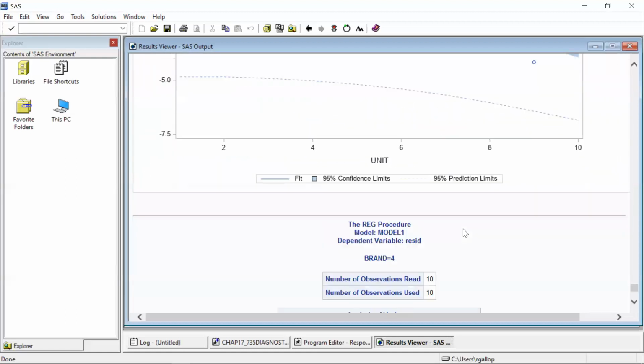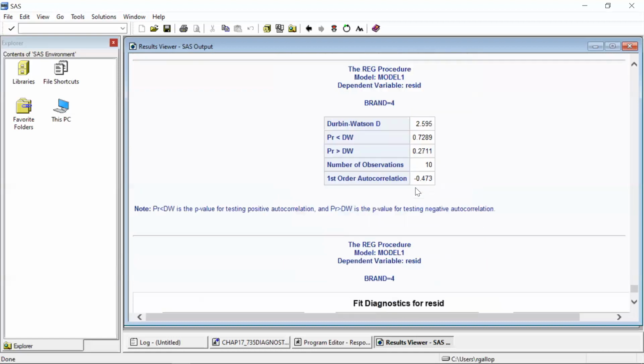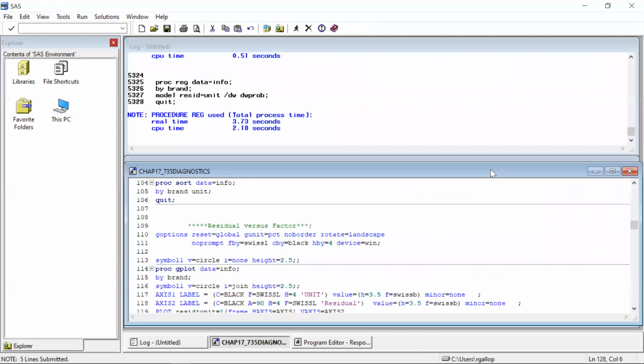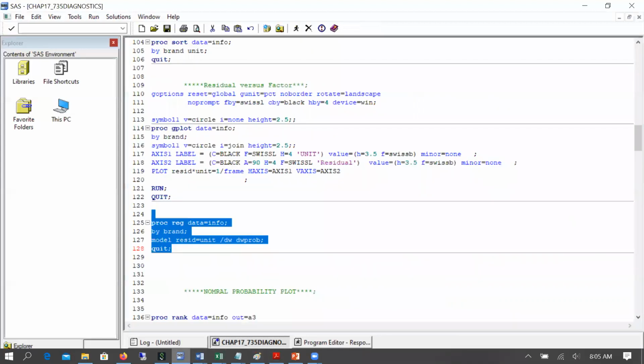And then we drop here, brand 4. Again, here's the autocorrelation, here's the p-value. So based on the available data, we do not have sufficient evidence to indicate an autocorrelation within brand 4. And that's the end. So cool, that gave us that.